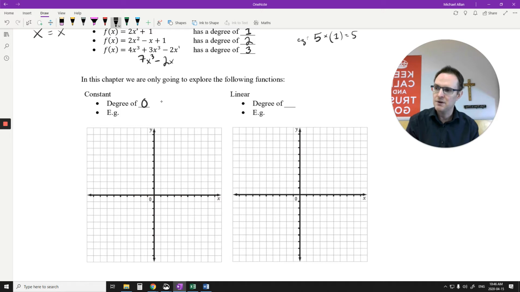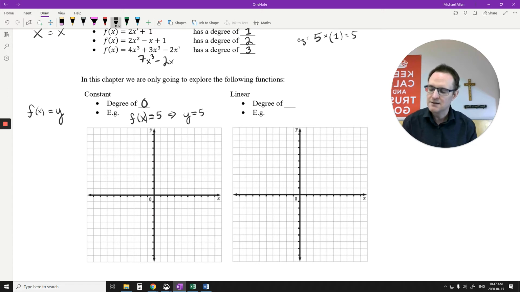So the example we had before was f of x equal to 5. That's a constant graph. We're going to talk about this later on, but f of x can be interchanged with the y back and forth. They're both the same thing. So I can actually say that this is also y is equal to 5.